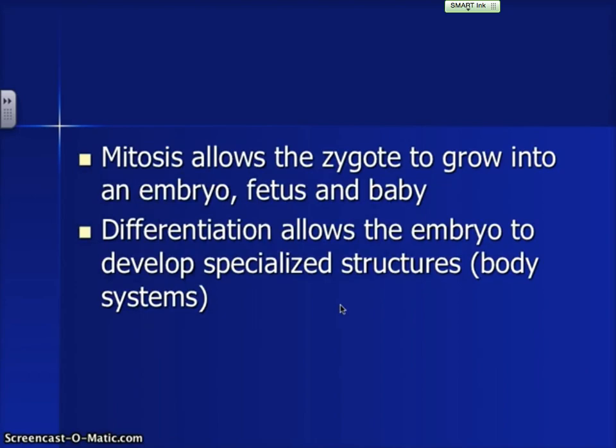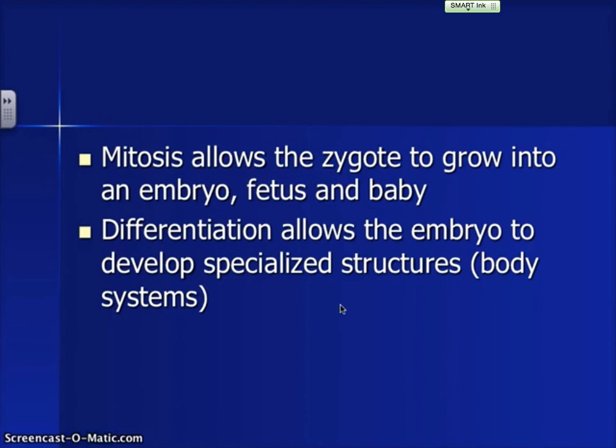Remember that mitosis allows the zygote to grow into an embryo, fetus, and a baby. You all started your lives as one single cell. In order to get to the trillion cells that you are today, you had to go through the process of mitosis. Mitosis allows those cells to continue to divide and grow.